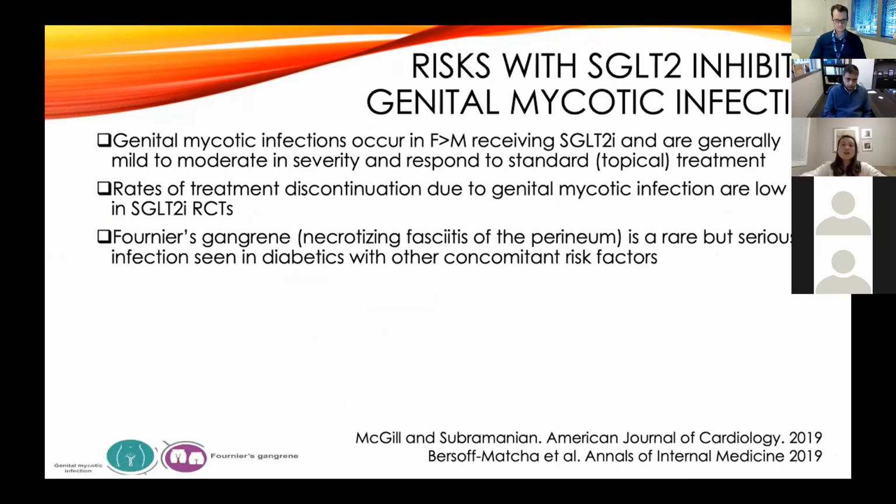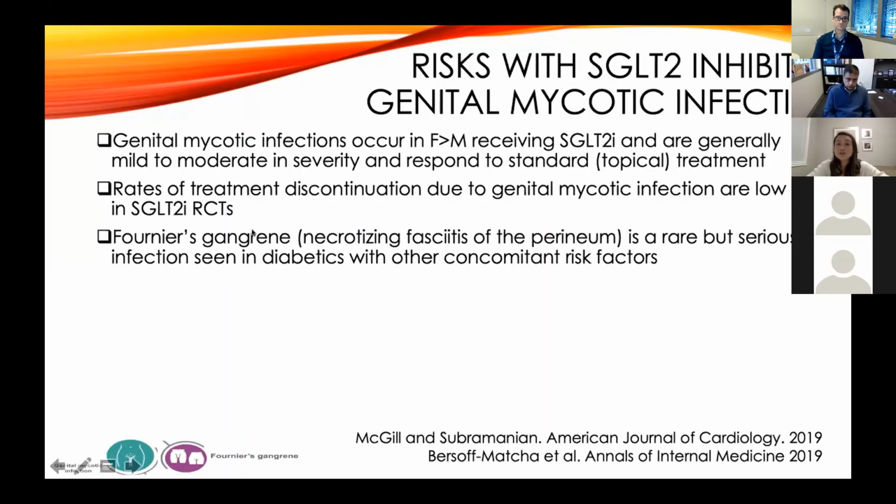So genital mycotic infections occur in females more than males receiving SGLT2 inhibitors and are generally mild to moderate in severity and respond to standard topical treatment. And I mentioned topical because, of course, when you start antifungals and azoles, this will definitely affect your tacrolimus, and that factors into the management of your patient. Now, rates of treatment discontinuation due to genital mycotic infections are low in the SGLT2 inhibitor trials.